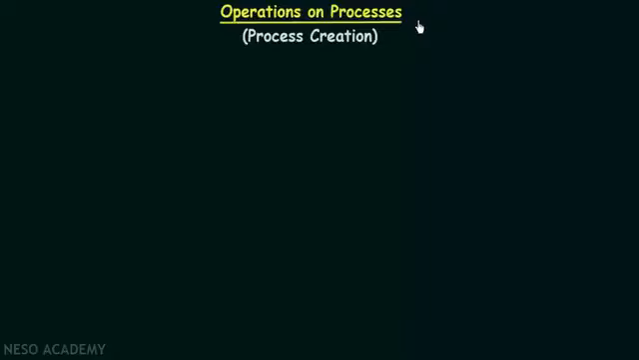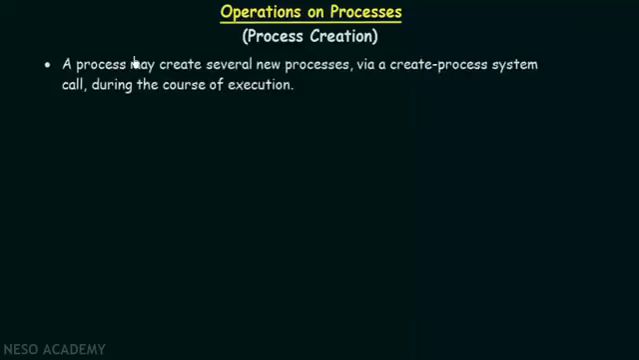In this lecture, we'll be studying operations on processes, and this lecture particularly will be about process creation. So let us see what this process creation is. It says here, a process may create several new processes via a create process system call during the course of execution.